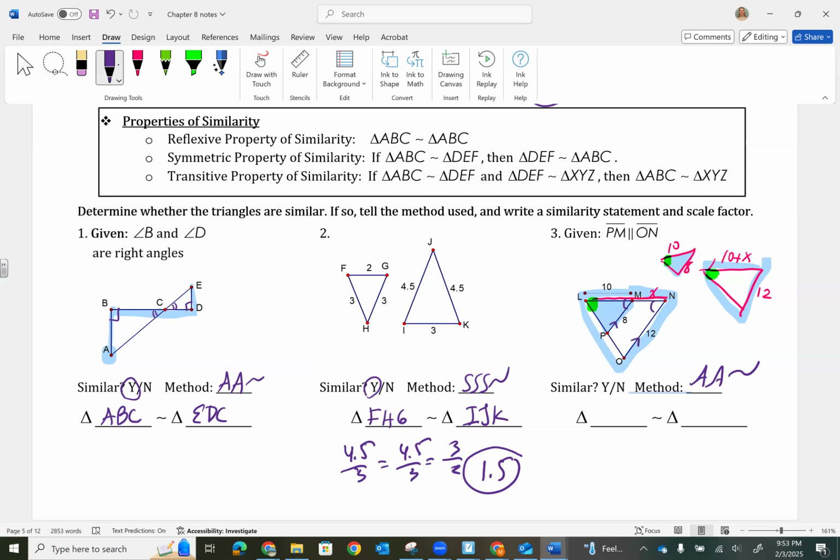So the two triangles that will be similar would be like PLM. Okay, so if you follow this around, you could do PLM, and you could do the bigger one, and you do the same thing. You do CLN. That's one way to do it. You just have to make sure that they agree, like you're going the same way around both triangles.